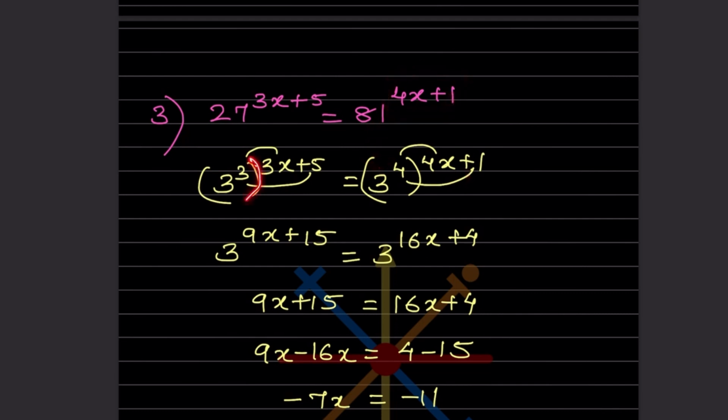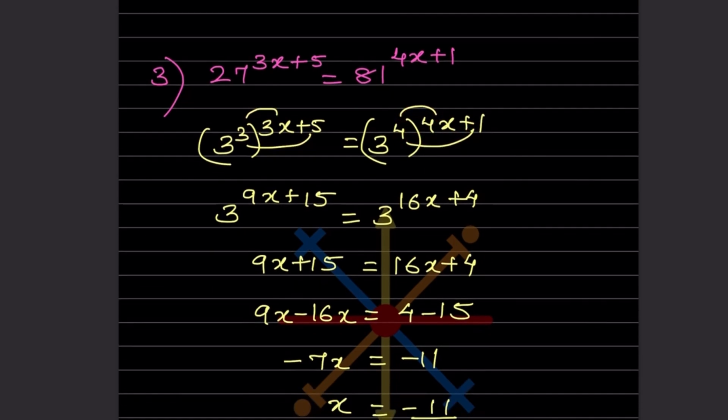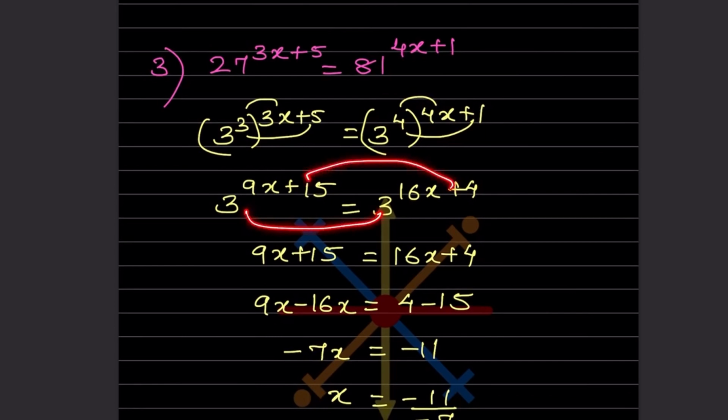So what are you going to do? Because you wrote here 3 raised to 3, you are going to multiply this. So when you multiply 3 3s are 9, and this 3 is for this as well, that will be 15 plus 15. Again this will be 16x, and this is going to be 4. So now see here, the bases are the same, so the exponents should be the same. So now we wrote the exponents over here.